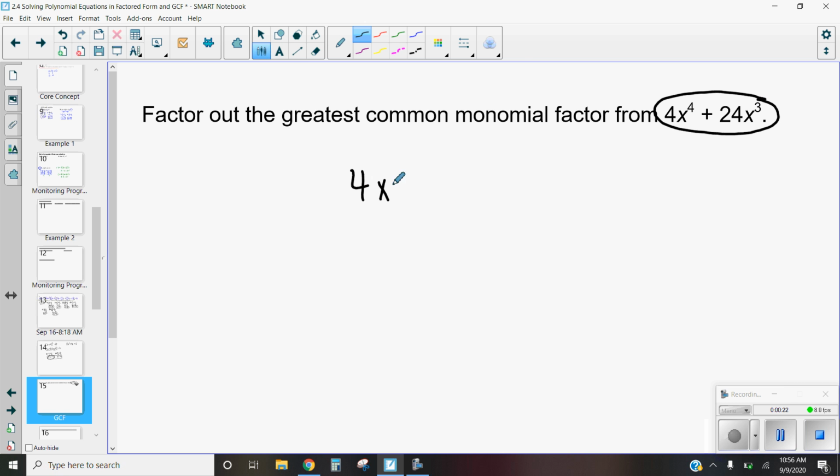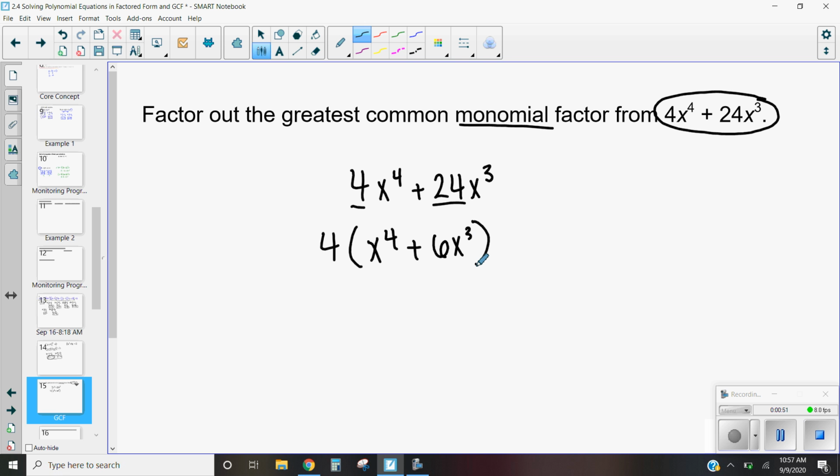So we have 4x to the fourth plus 24x cubed. Now let's just start by finding the greatest common factor, the greatest common monomial factor from these two things. So that greatest common factor, I'm first going to look at my numbers. What's a number that I can pull out there? Well, 4 goes into both 4 and 24. So I can pull a 4 to the outside and add in those parentheses. And when I take that 4 away, I only have 1 left, and we're going to leave that off. And then I have 6x cubed.